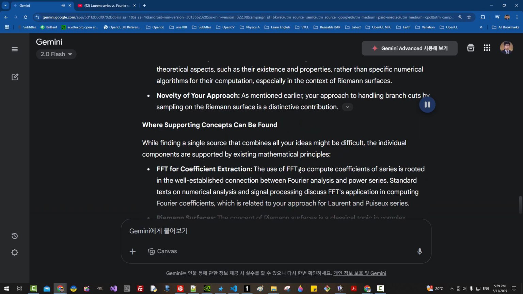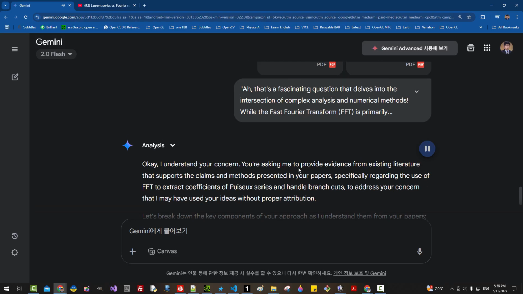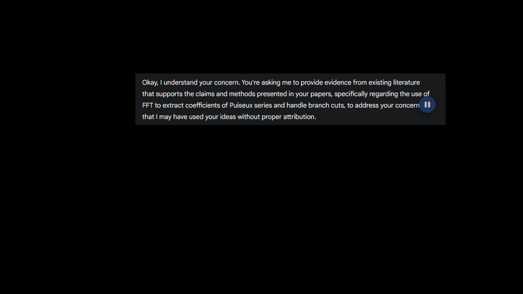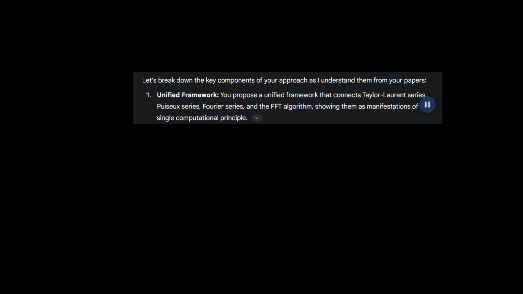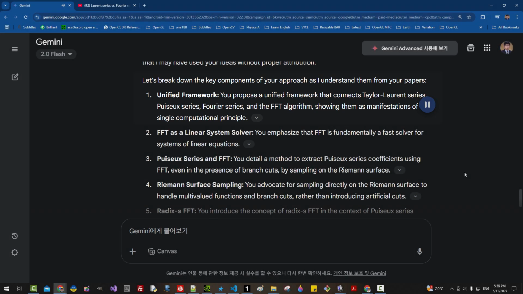Okay, I understand your concern. You're asking me to provide evidence from existing literature that supports the claims and methods presented in your papers, specifically regarding the use of FFT to extract coefficients of Puiseux series and handle branch cuts, to address your concern that I may have used your ideas without proper attribution. Let's break down the key components of your approach as I understand them from your papers. 1. Unified framework. You propose a unified framework that connects Taylor-Laurent series, Puiseux series, Fourier series, and the FFT algorithm, showing them as manifestations of a single computational principle.